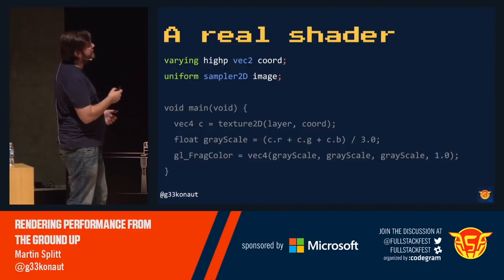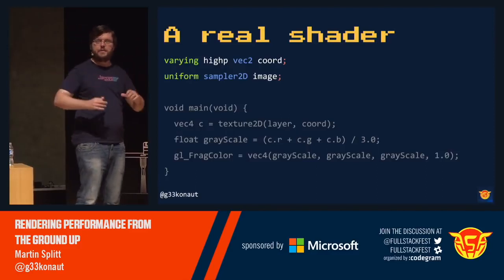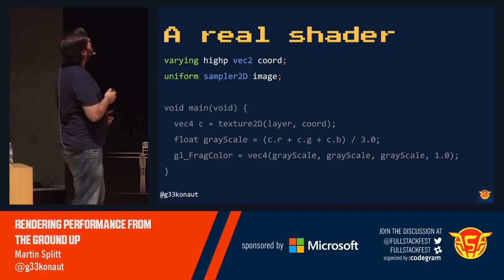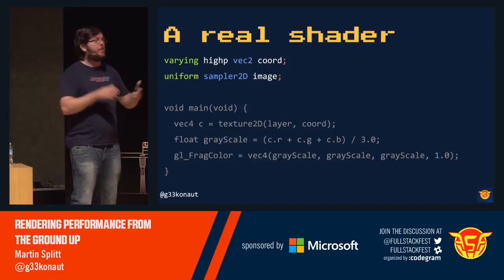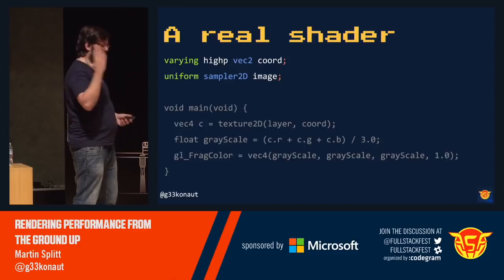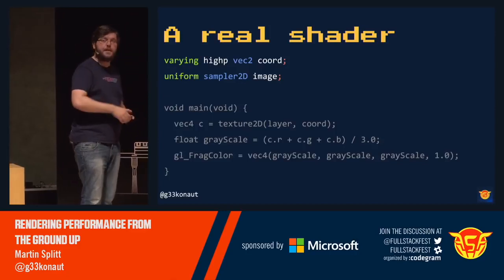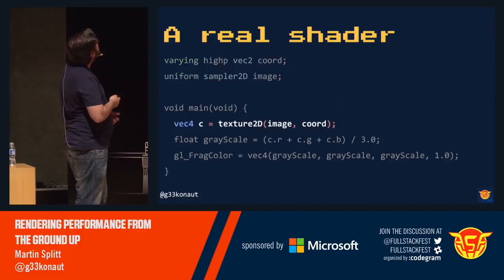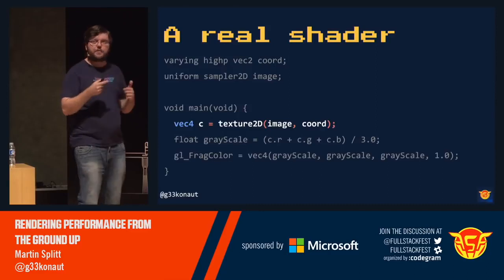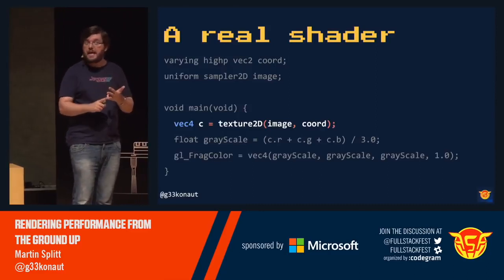So the vector2 is basically an array with two items in it. It's an x and y coordinate. And then we have an image, which is a list of things. It's called a sampler2D, but it's basically a list of colors from an image, the different pixels. And then here, we take the pixel value from the image at a certain position, which gives us a vector4. So that's R, G, B, and A.